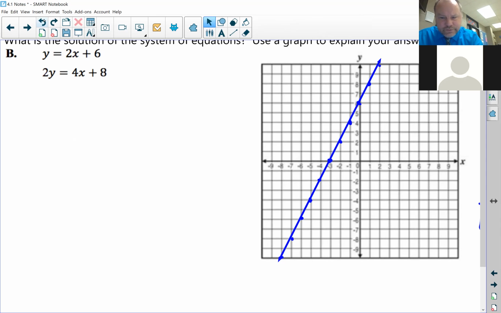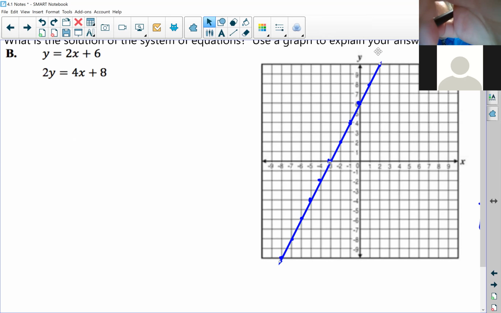See if I can make my graph a little bit better. Okay.